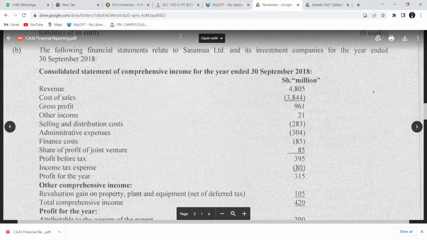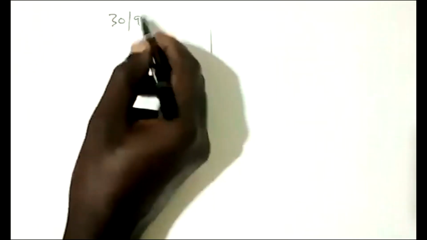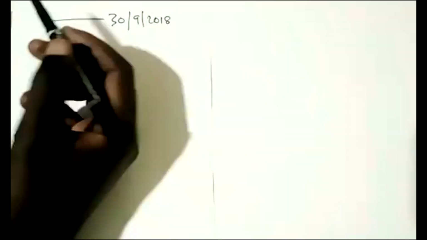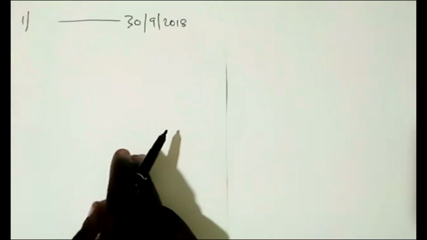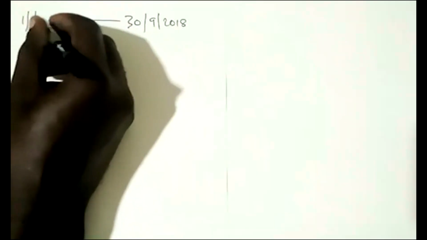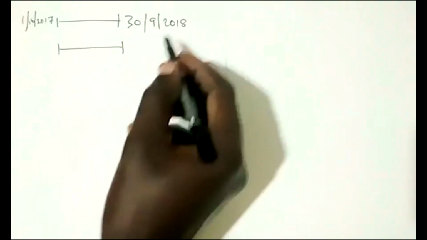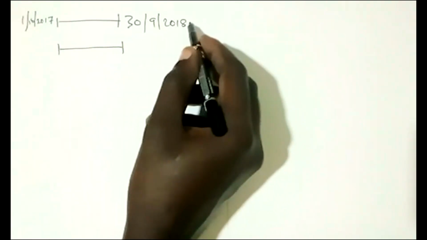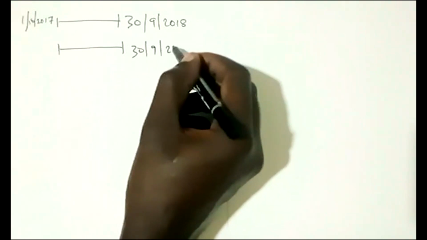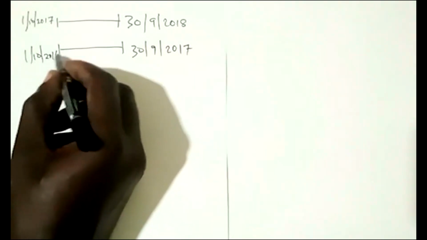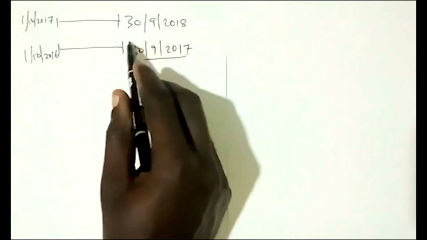So which means that 30 September 2018 is our current year. So which means that it started on 1st, it was starting on 1st what? 1st October 2017. So which means that in the statement of financial position, you will be given another statement for 2018 and 2017, which starts on 1st October 2016. But you will be given balances as at this date.